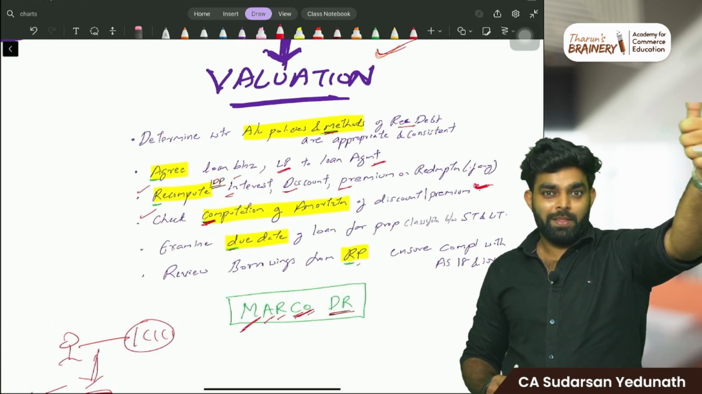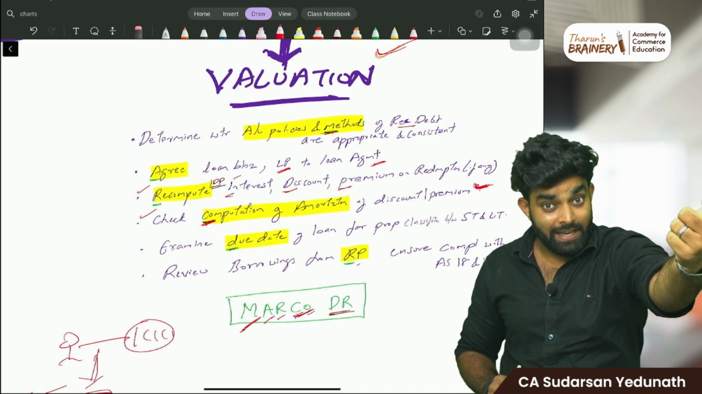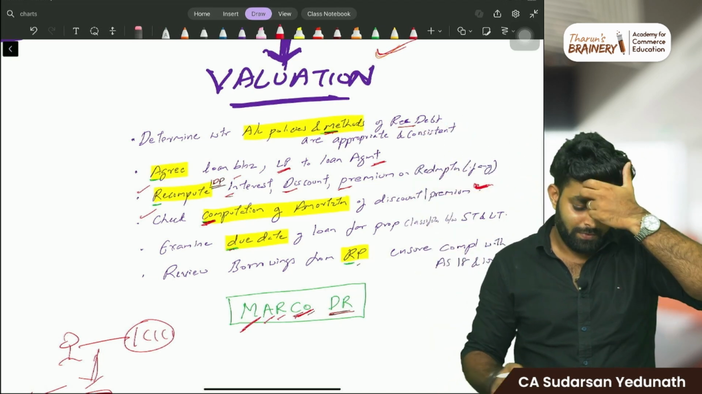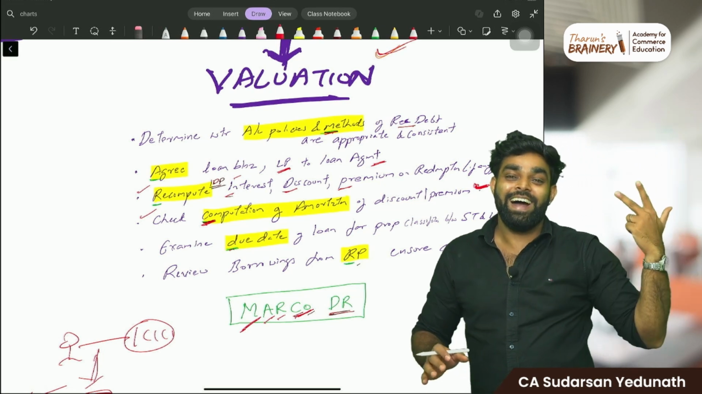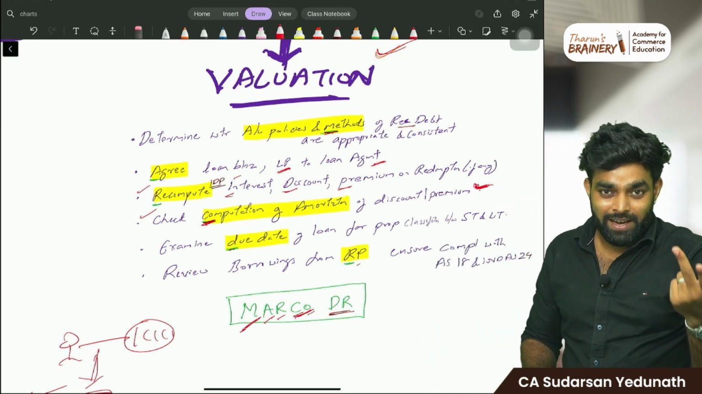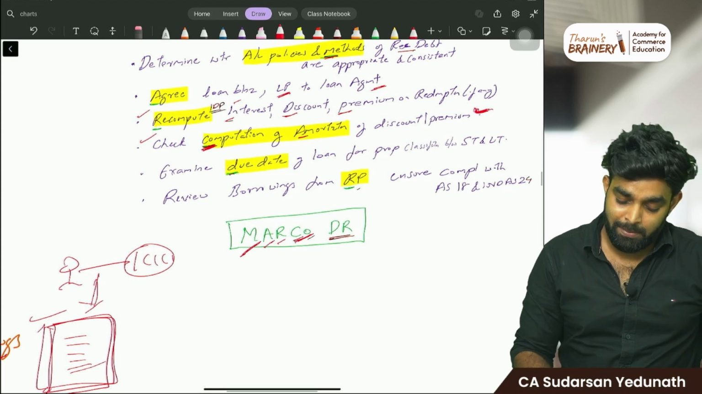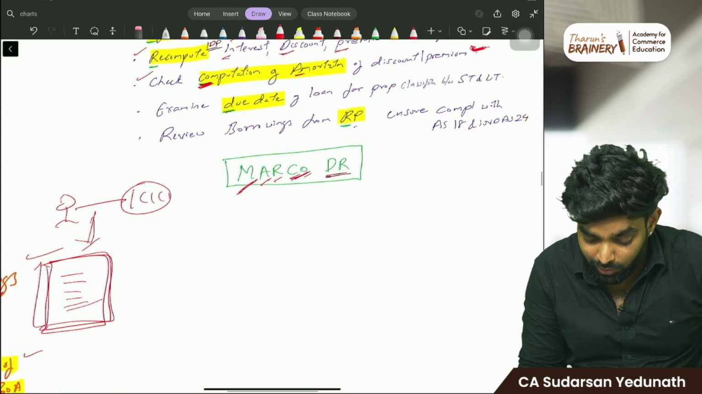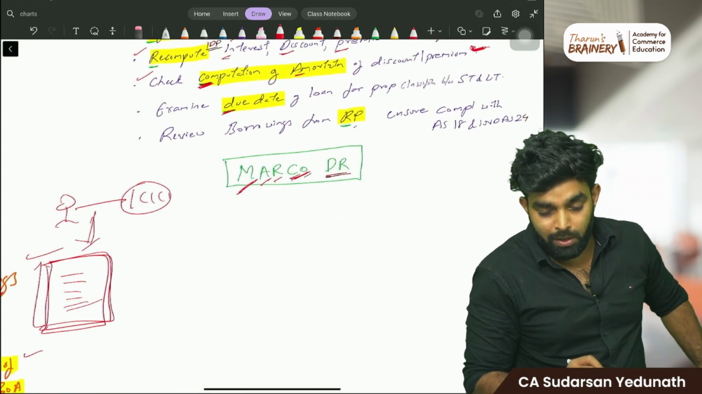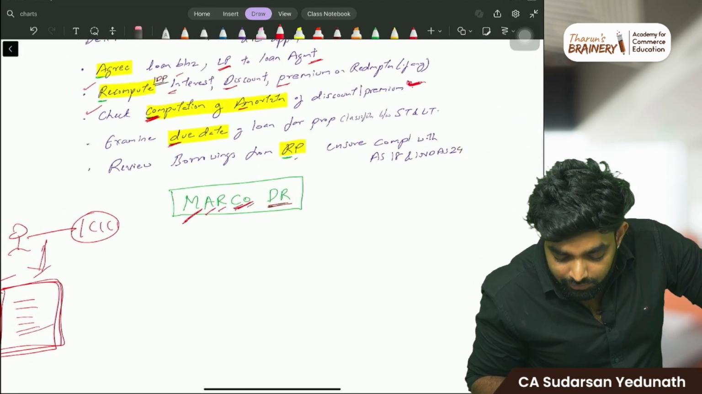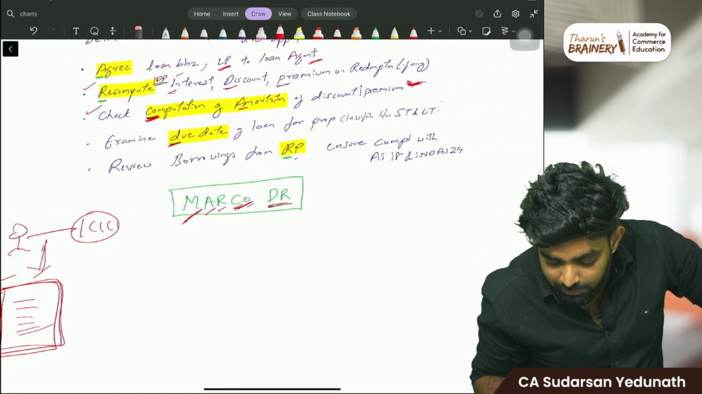Marco Doctor. M, methods and policies. A, agree loan payable, loan balance to loan agreement. R, review, recompute IDP. Then C, computation of amortization. O, Doctor. D means due date: examine the due date of the loan for proper classification between short term and long term.